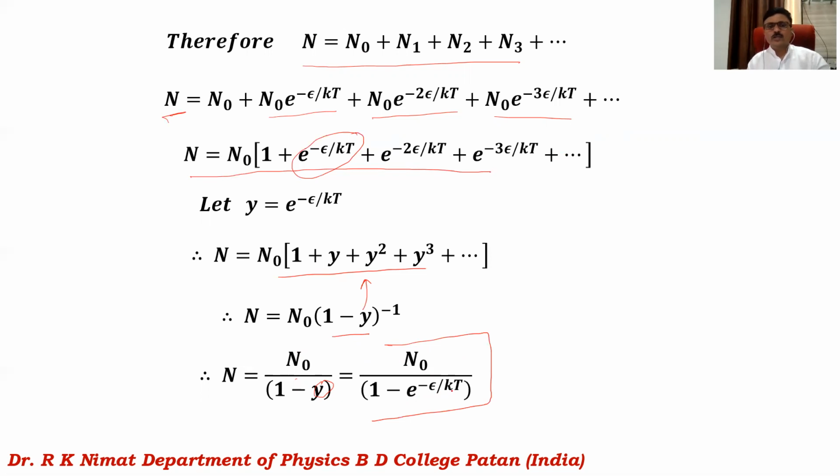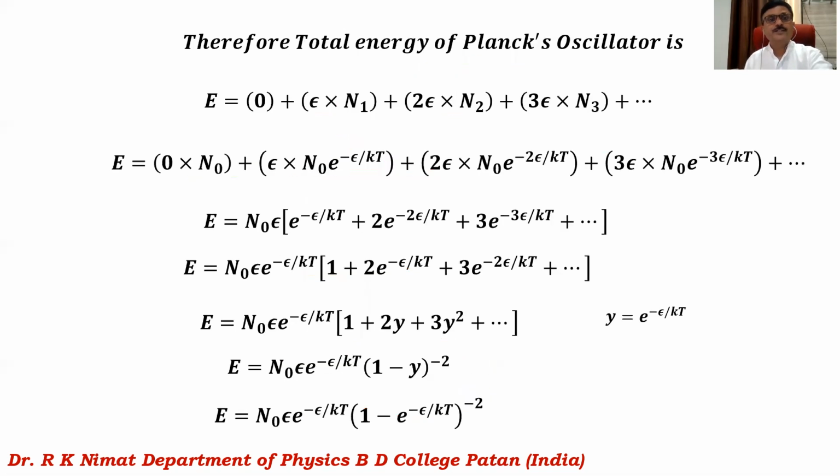So this is a very simple way to calculate the number of oscillators having different energies. They are 0, ε, 2ε, 3ε, and so on. In this way, you can calculate the total number of oscillators, N = n0 / (1 - e^(-ε/kT)).